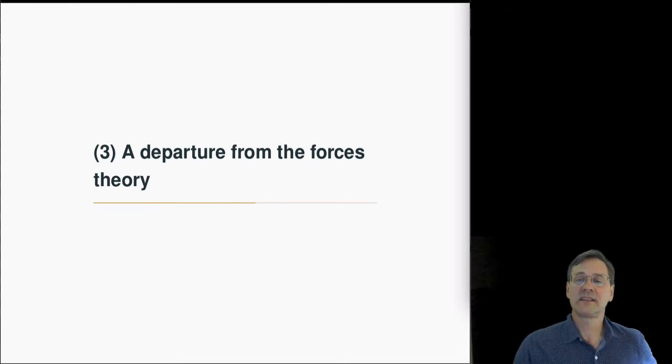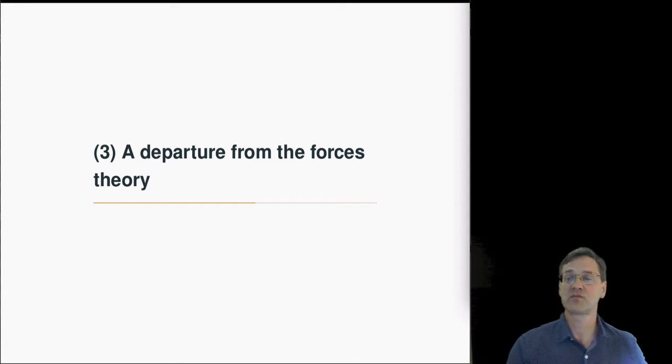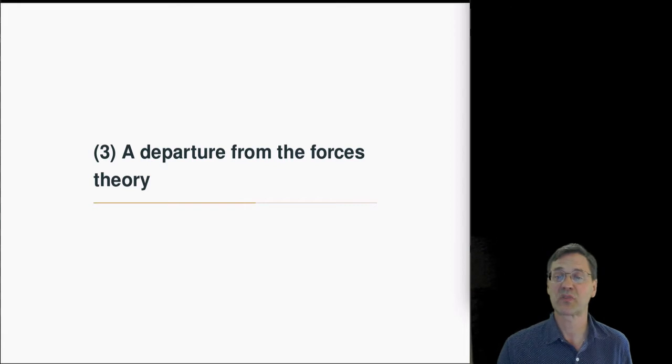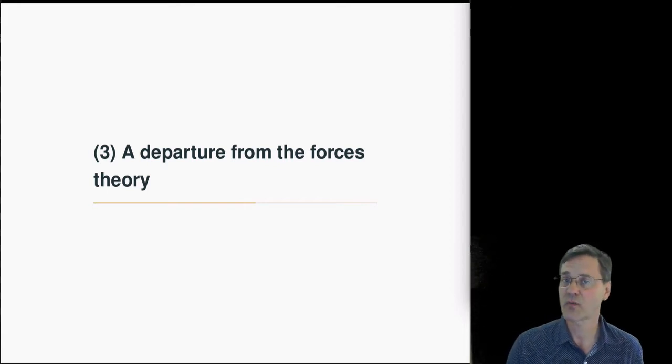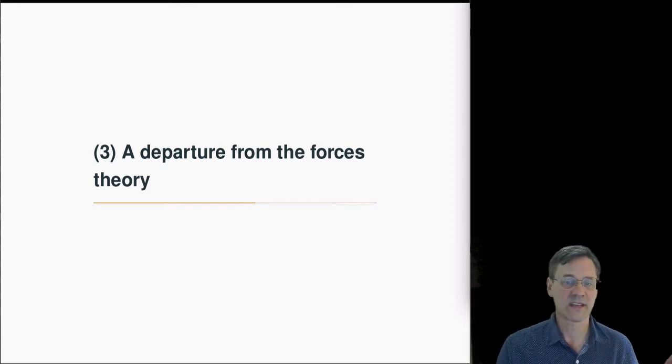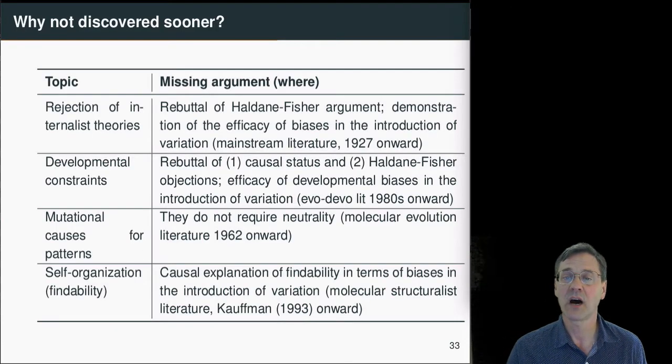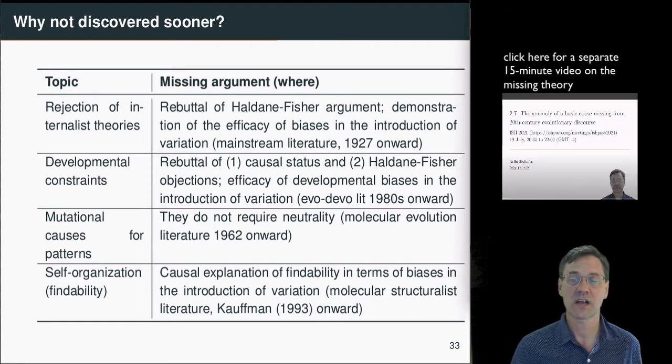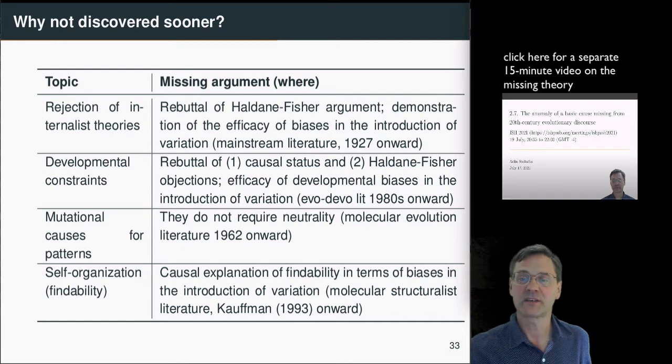Okay, biases in the introduction of variation can influence the course of evolution, or biases in variation, I should say, can influence the course of evolution by inducing biases in the introduction process. Why was this influence not recognized sooner? Why was it absent almost completely from 20th century evolutionary discourse? Why was it absent from these key topics listed here, all of which we've touched on directly or indirectly? This kind of why question can have many different answers.